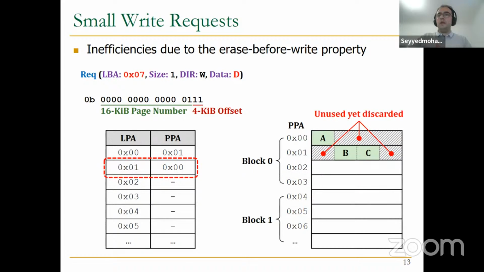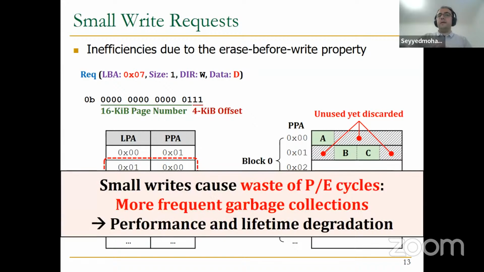So you can see that we have some unused yet discarded space. And these small pieces cause waste of PE cycles, because more frequent garbage collection causes performance and lifetime degradation.